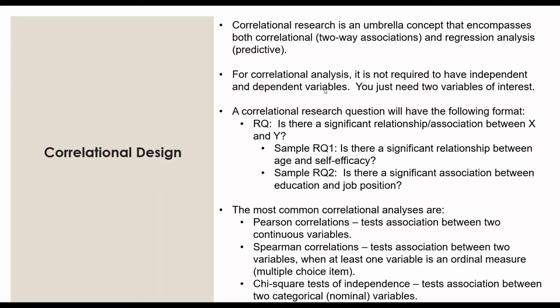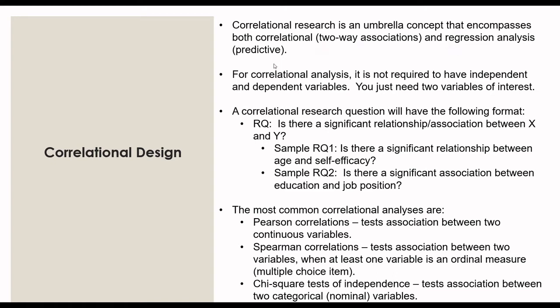Okay, so our next research design is a correlational design. Now, correlational research is an umbrella concept. So it's an overarching concept that encompasses both correlational analyses and regression analyses. So correlational analyses are two-way relationships, and regression analyses are predictive relationships. So that correlational design can apply to both of those types of analyses.